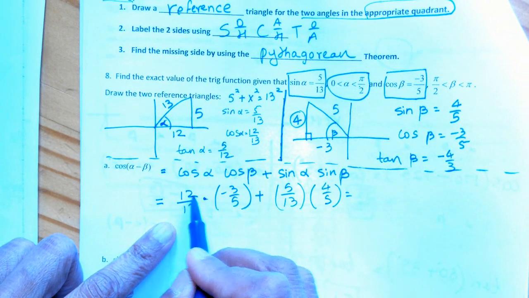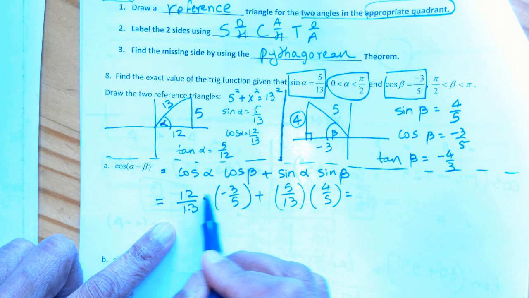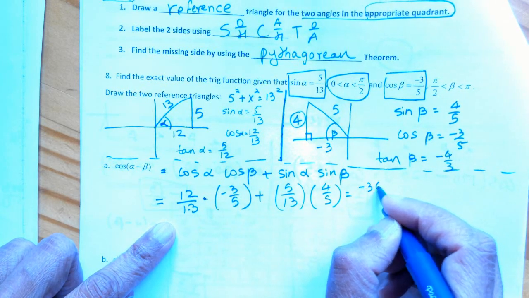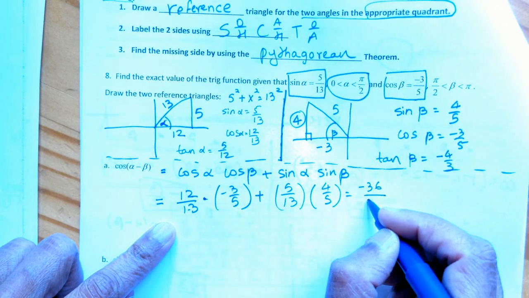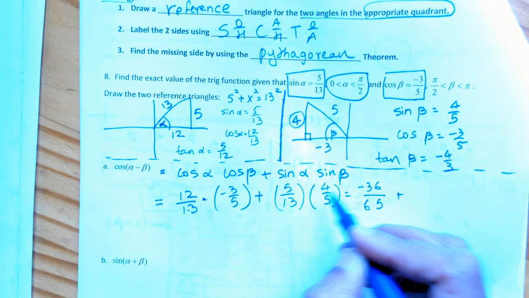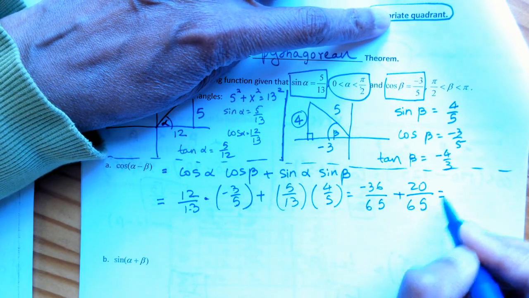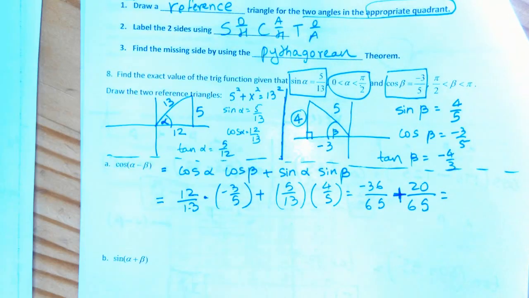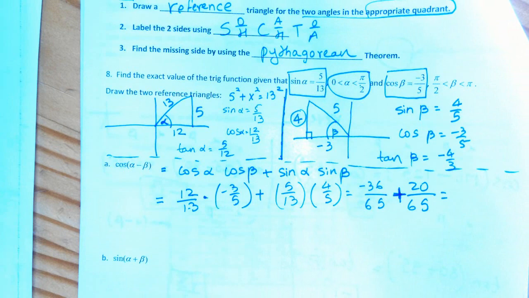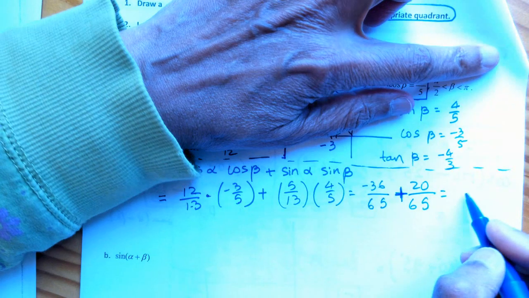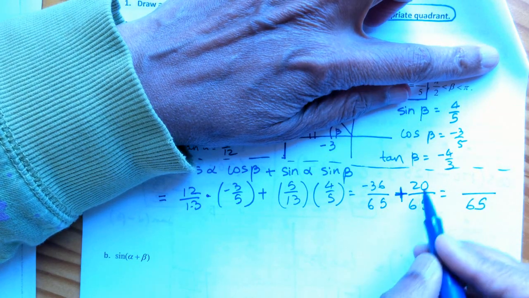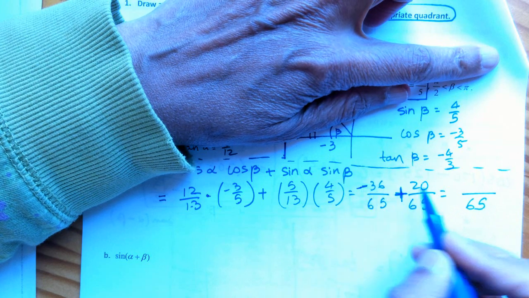Remember, multiplying fractions, top to top, bottom to bottom. 12 times negative 3 is negative 36. 13 times 5 is 65. 5 times 4 is 20 over 65. Now I'm looking to add fractions. Luckily for me, this fraction addition has a common denominator. So I will just write the common denominator and subtract these two, because this is negative, this is positive.